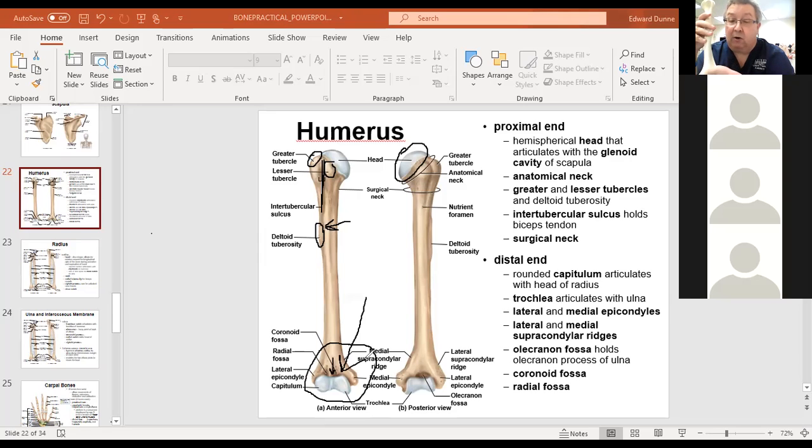On the back of the bone, it has this olecranon fossa that allows the part of the ulna to actually articulate with it and allows it to move. So the humerus has the humeral head and, at the important distal portion, the capitulum and the trochlea.